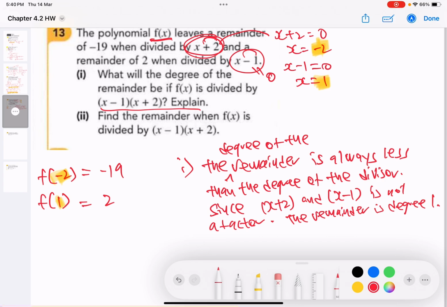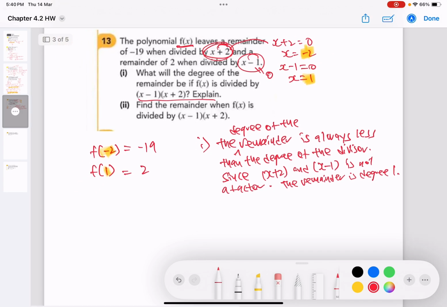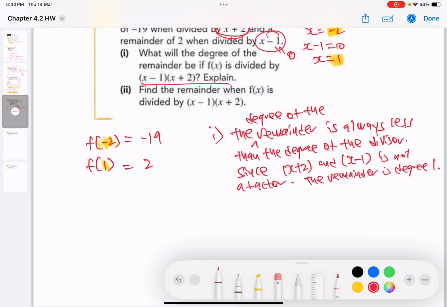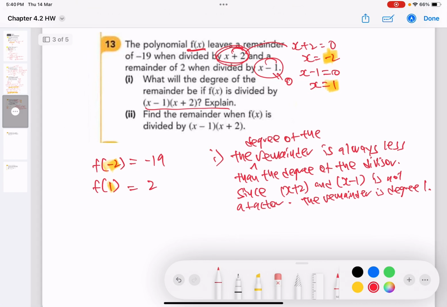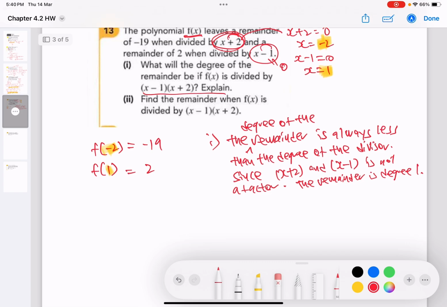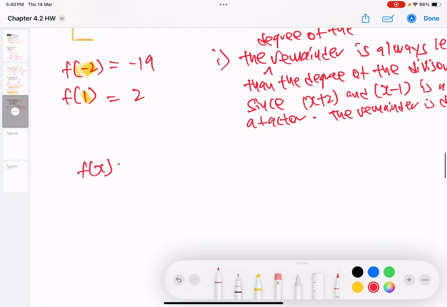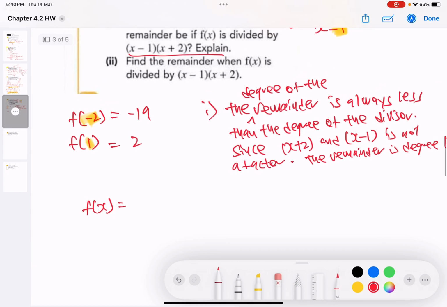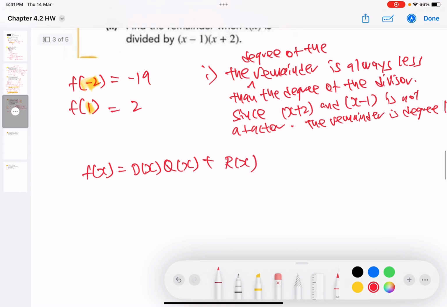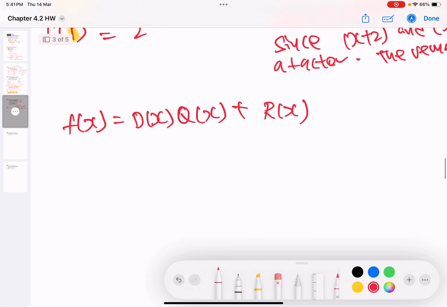Okay, now part 2, I suspect many of you have problems because you don't know how to do it. Now, they never tell us what the polynomial f(x) is, but we can roughly write down what it is. The polynomial f(x) in general, which is our dividend, is equal to the divisor multiplied by the quotient, plus the remainder. This is the general formula: the dividend is equal to the divisor multiplied by the quotient plus the remainder.